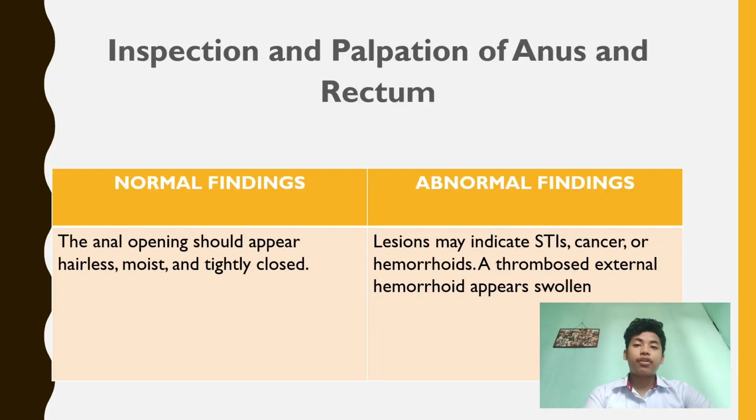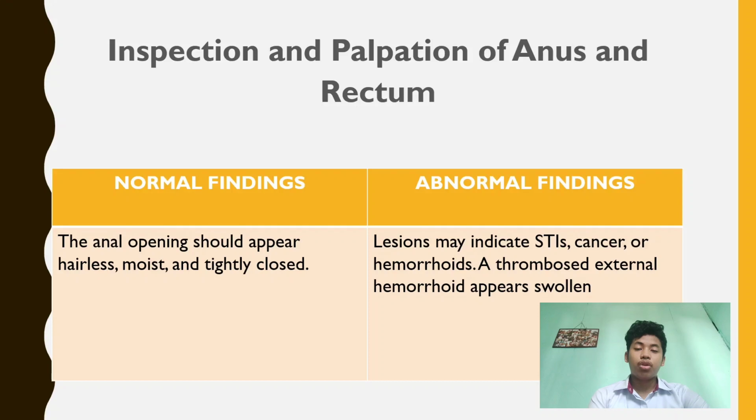Inspection and palpation of the anus and rectum. Inspect the perineal area. Inspect the perineal area by spreading the client's buttocks and inspect the anal opening and surrounding area for lumps, ulcers, lesions, rashes, redness, fissures, or thickening of the epithelium.